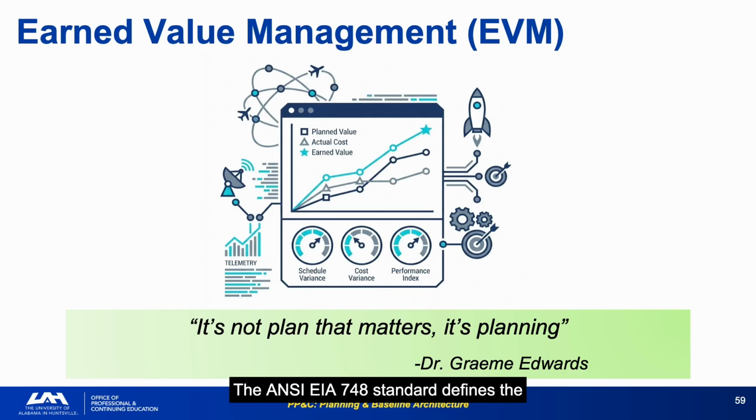The ANSI/EIA 748 standard defines the 32 criteria that a valid EVMS must meet. Knowing which criteria are at risk in your program is a basic analyst competency, and the IBR will test each. Programs resist EVM because it reports reality, and reality is often uncomfortable. My response is that's exactly the point. Comfortable illusions during execution become expensive surprises at delivery.